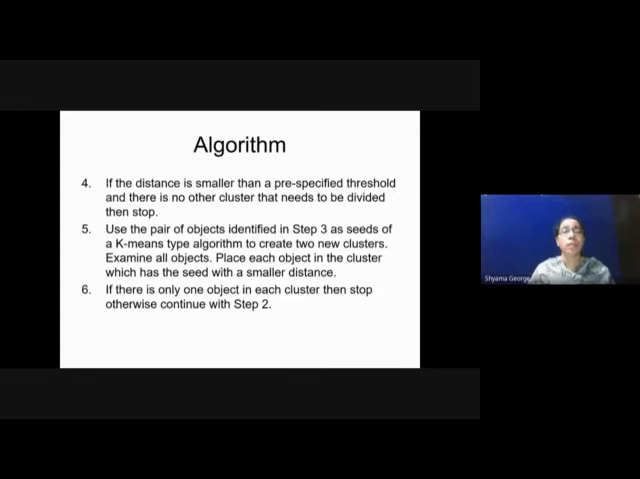Now, in the fifth step, we can use the pair of objects identified in step 3 as seeds of the K-means algorithm to create new clusters. Now we examine all objects and place each object in the cluster whose seed has the smaller distance. If there is only one object, we can stop. We can clearly understand this algorithm when we apply it to the data.